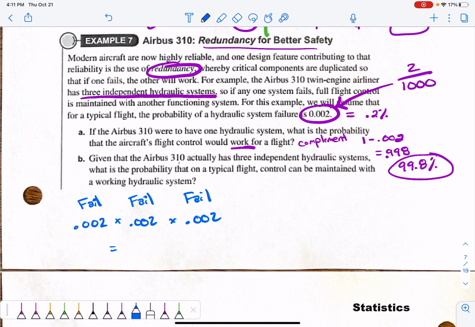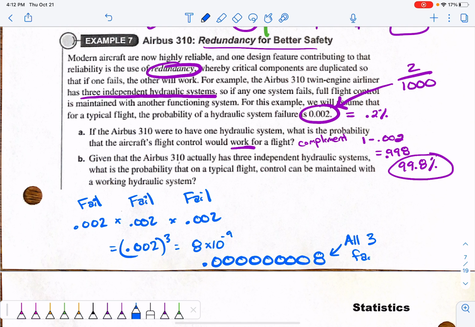If we were doing work, work, work, we wouldn't even care about the third one working if the first one is working, or the second one working if the first one is working. So we're going to do 0.002 to the third power. That is 8 times 10 to the negative 9th power, which is 0.000000008, an 8 with 8 zeros in front of it. This is the chance that all three systems are going to fail.